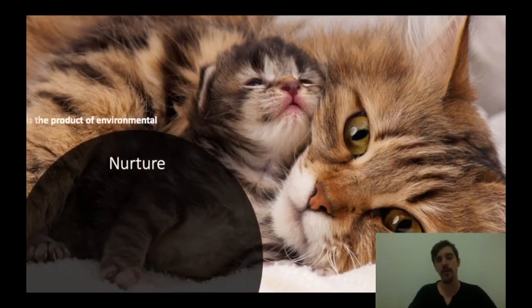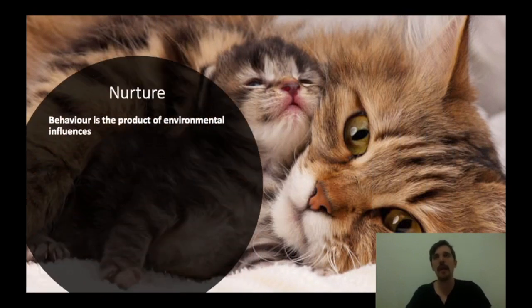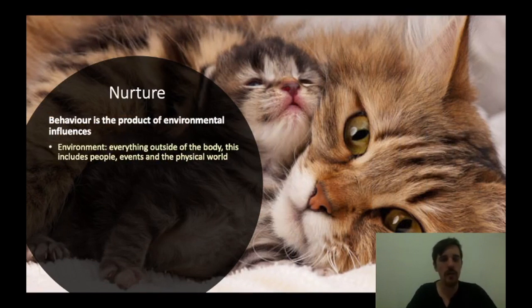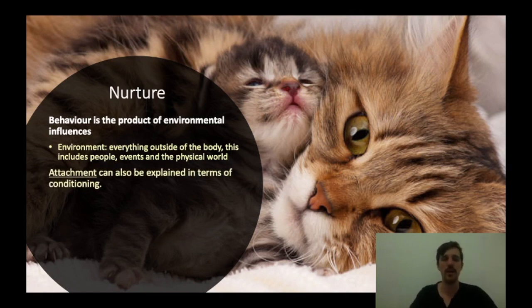Then instead, if we look at nurture, we see that behavior is the product of your environmental influences. And your environment is everything that's outside of your body. So this can be things that are going on in your household, your friends, anything that's going on in the outside world. And attachment can also be explained this way.